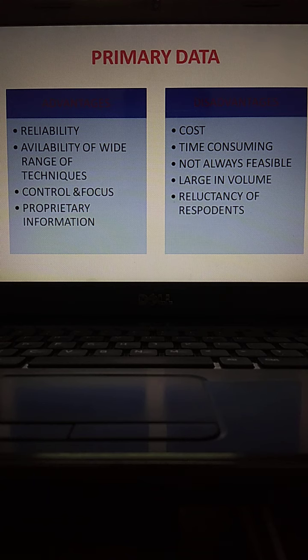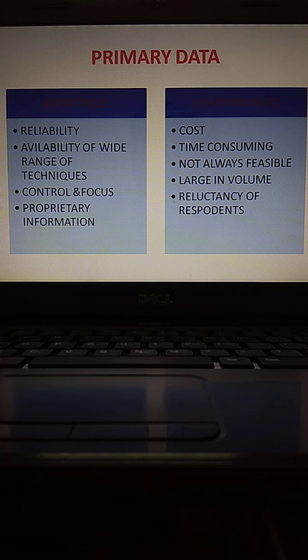Large in volume: this is one more very important disadvantage of primary data. Most of the time the primary data you collect will be large in size. To manage such bulky data requires sophisticated techniques and software, understand? So ordinary people cannot do that. Especially equipped, trained people can do that, understand? Overall, management of such large data is going to be very difficult.